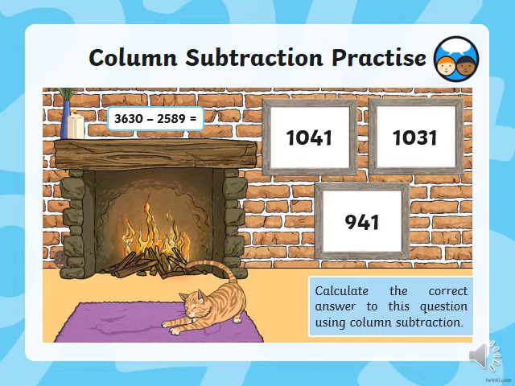Okay, so let's have a look. Is the answer 1,041? Yes, the answer is 1,041, because we've got 0 take away 9. We must next door change that 3 to a 2 in our tens column. We've now got 10 ones. We take 9 away, which means we've got one left over. We're now at 20 take away 80. We can't do that, so we go next door.